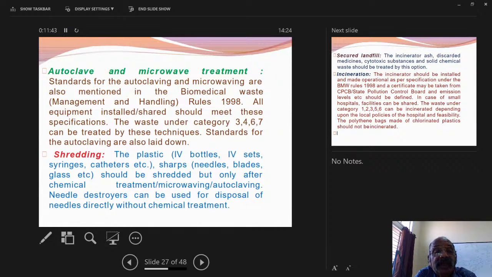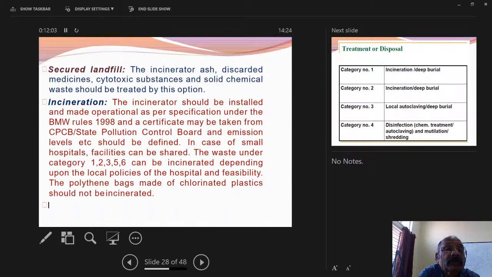And then shredding: plastic IV bottles, IV sets, syringes, catheters, etc. Sharps, needles, blades, etc. should be shredded, but only after chemical treatment or microwaving or autoclaving. Needle destroyers can be used for disposal of needles directly without chemical treatment. Secured landfill: the incinerator ash, discarded medicines, cytotoxic substances, and solid chemical waste should be treated by this option.